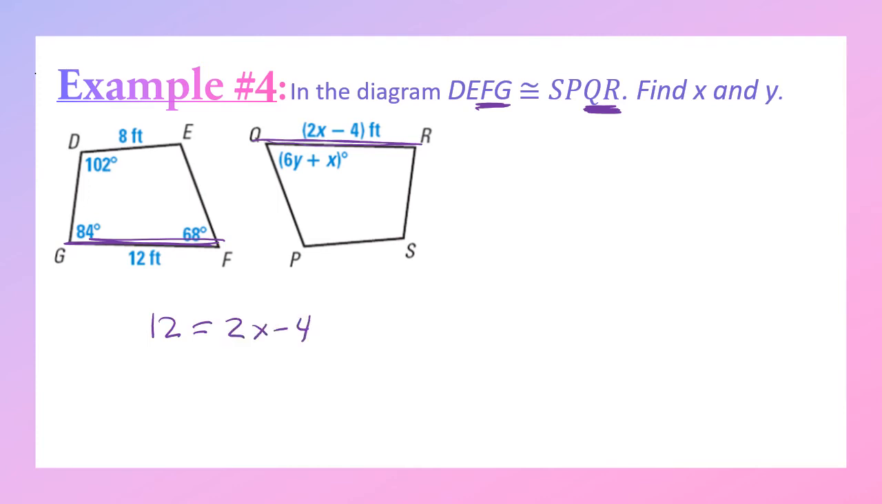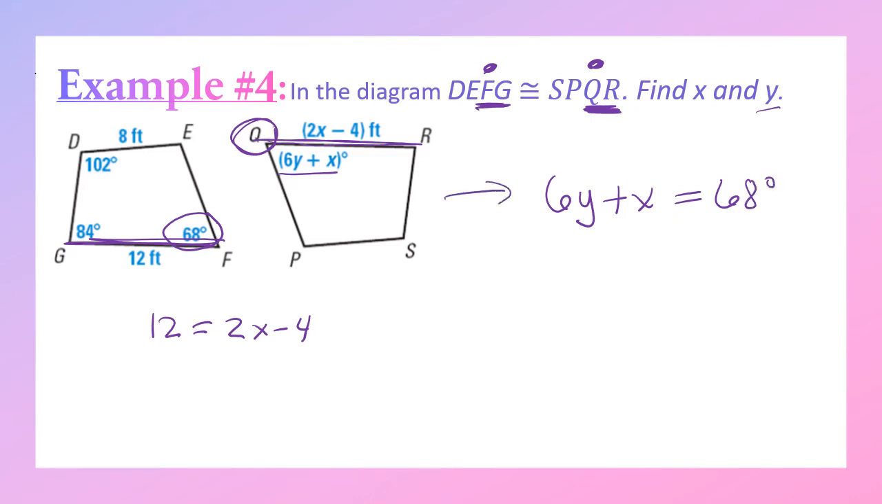To set up my other equation, to find Y, I'm going to look at angles. Here I have angle Y, so I know that angle Q is the 3rd location here. Angle F is the 3rd location here. So that tells me that these 2 statements are going to be the same. So I know that 6y plus x is going to equal 68 degrees. Because the equation over here on my right has 2 variables, I'm going to have to come down here and find x first. So just take a minute, do your algebra, and find x.